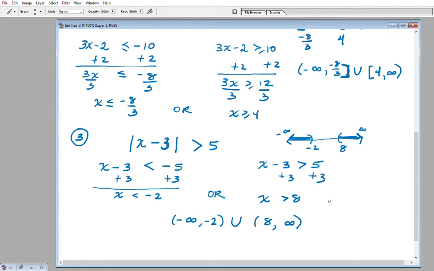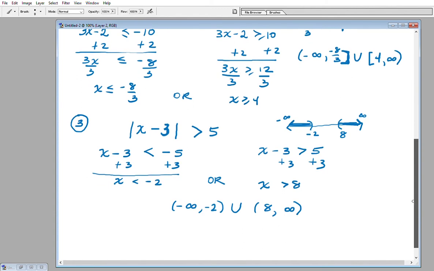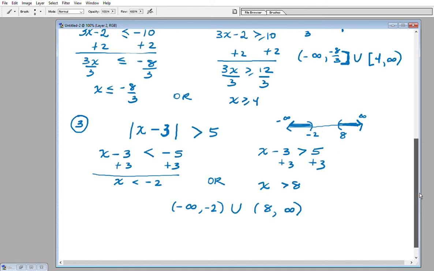Does everyone see the difference between how to open the greater than and how to open the less than? They're sort of opposites of one another. Just remember the greater than has two separate pieces, right and left, and the less than has one piece in the middle. One piece of the number line, that is, in the middle.